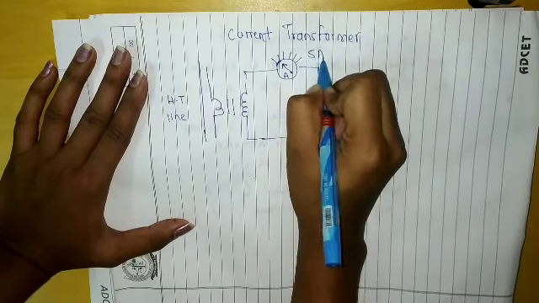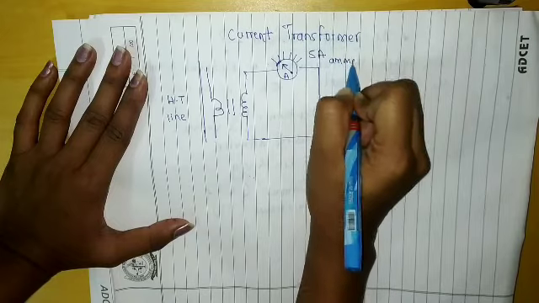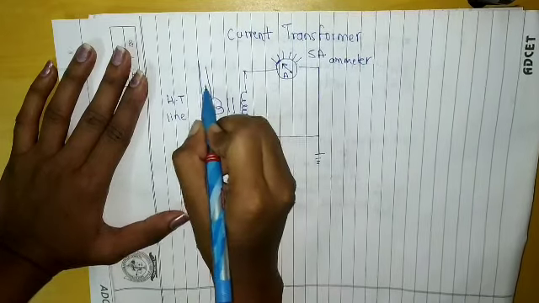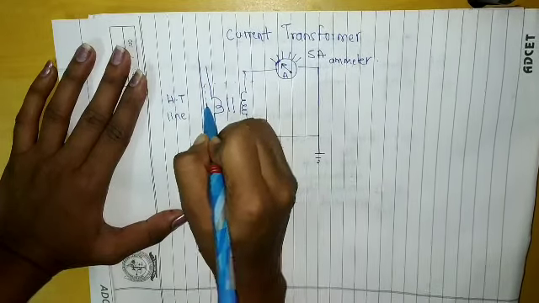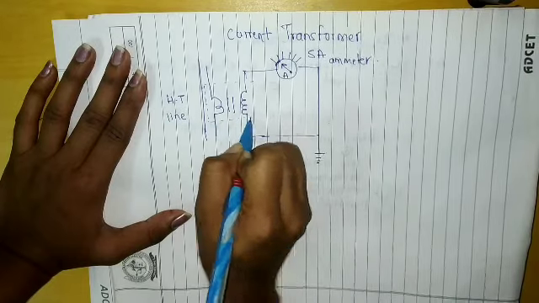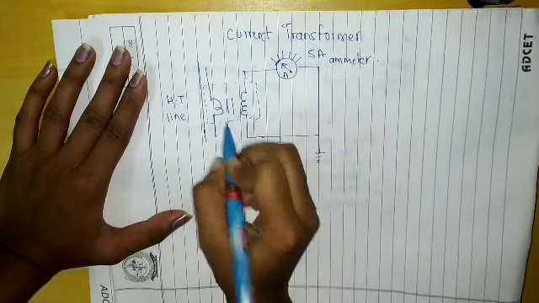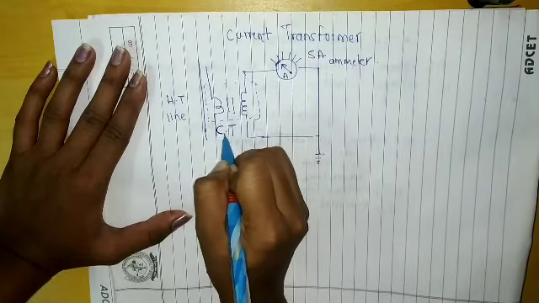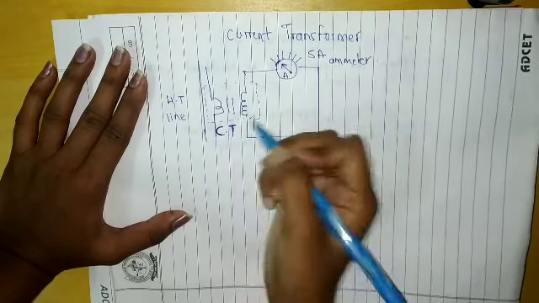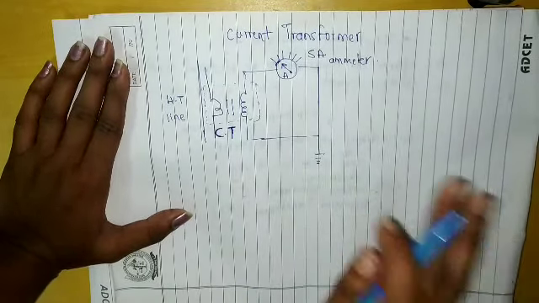So this is a 5 ampere ammeter. This question is important. It is asked in your exams many times. And this is the current transformer. This is CT. Now we will see the explanation for it.